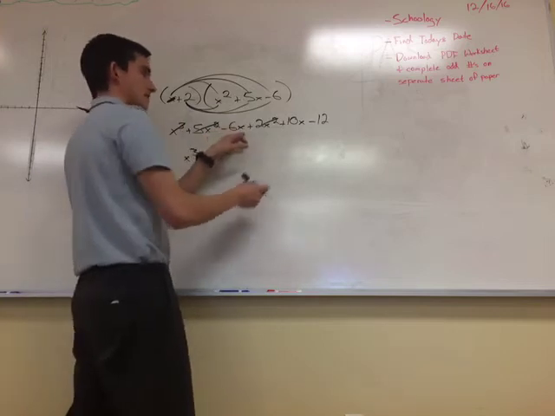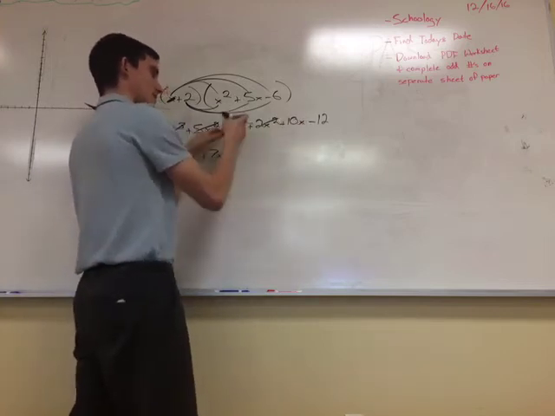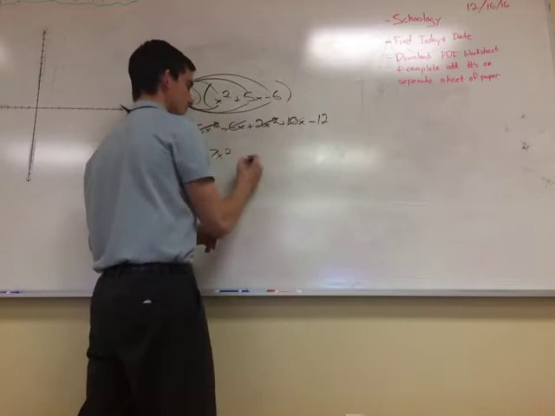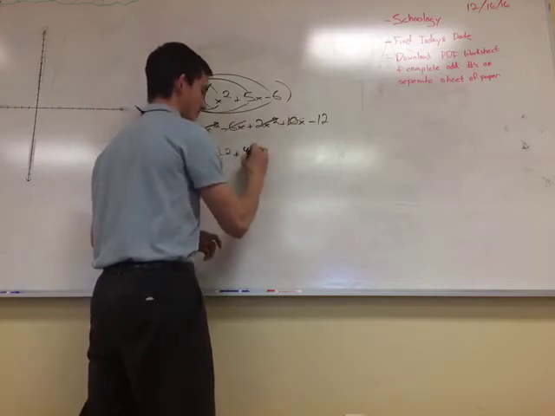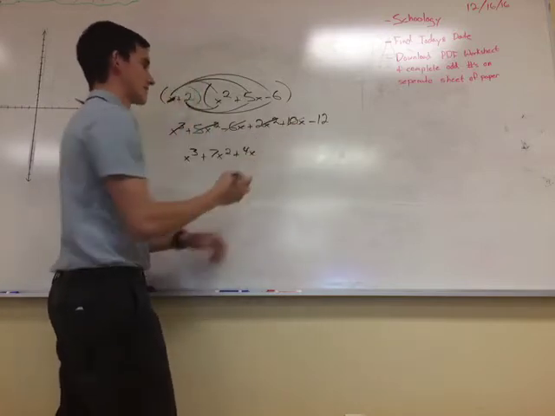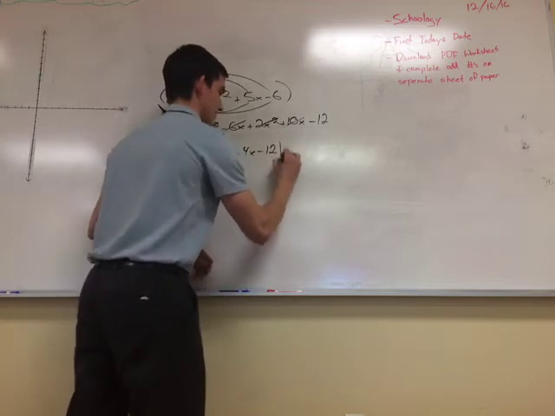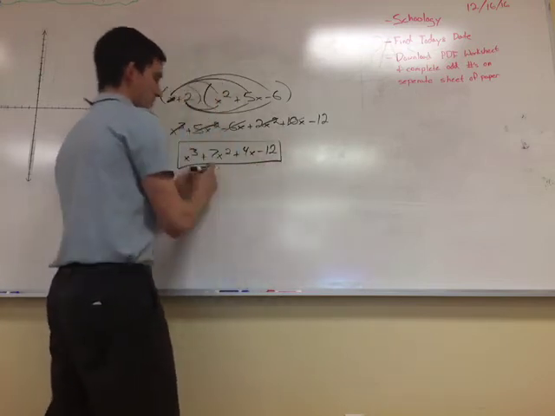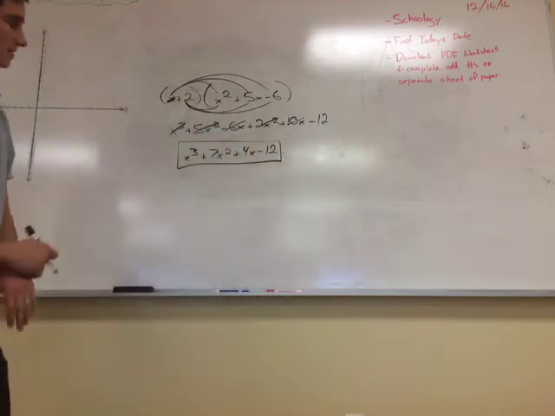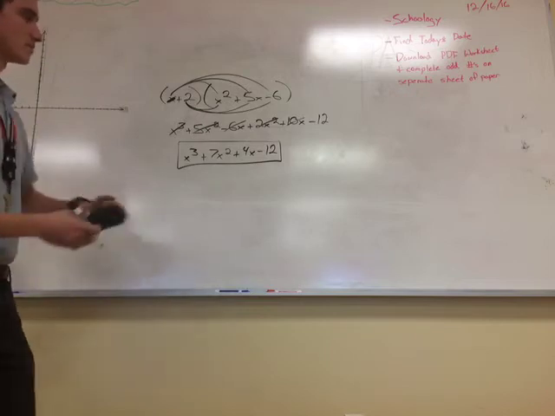I have minus 6x and a plus 10x. So 10x minus 6x is positive 4x. Then I have minus 12. And there's my polynomial. And I've combined like terms. Okay, let me do one more.